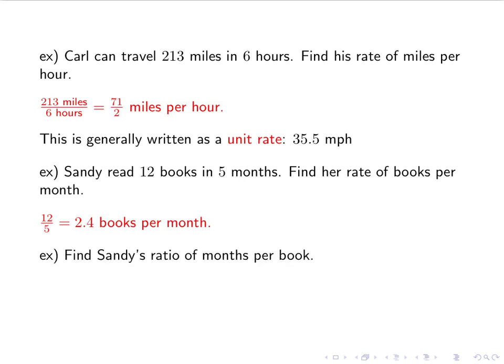Find Sandy's ratio, that should be rate, of months per book. So months per book, I flip it, I have the 5 months on top, the 12 books on the bottom. And if I do out that division, I get 0.416 repeating months per book. So again, the order really matters. Books per month, months per book, the numbers are very different. So just keep that in mind.